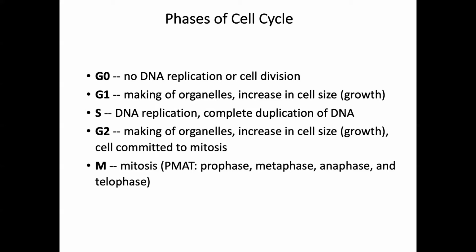Once S phase ends and the cell enters the second gap phase, that's called a G2 phase. G2 phase is relatively short. During this time, the cell continues to make organelles and increase in size and get everything ready for the upcoming mitosis. Mitosis is the shortest period in the whole cell cycle.